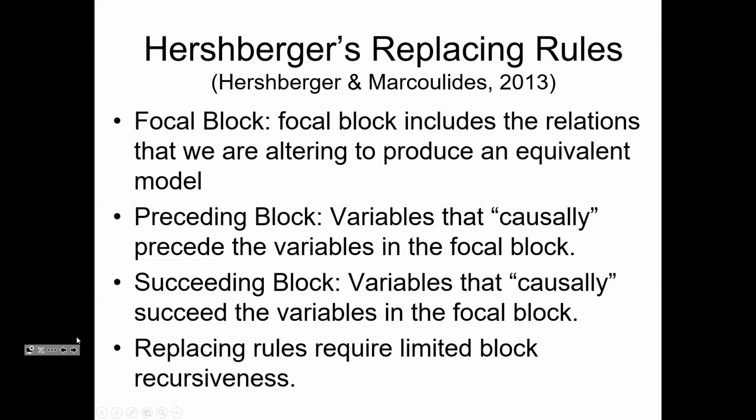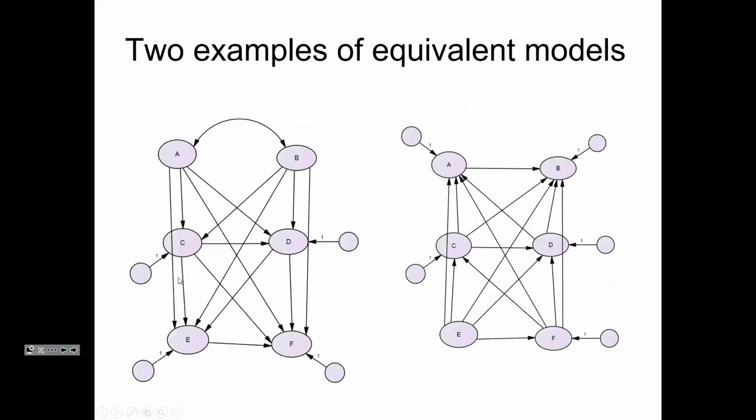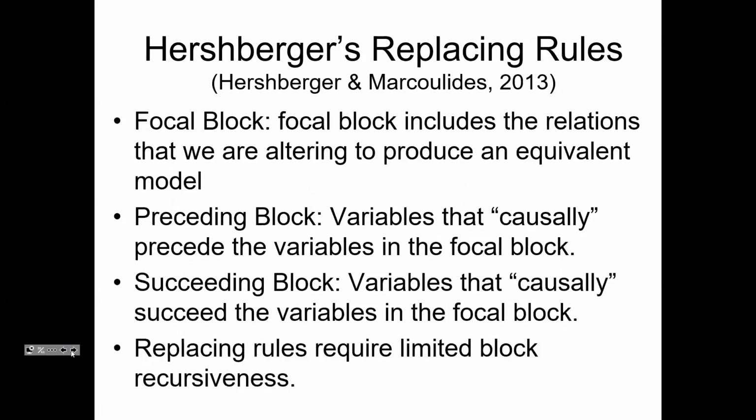Imagine in this example, I'm going to mess with the parameters in here to produce an equivalent model. Again, you can mess with lots of different parameters, but to take things one at a time, because this gets really messy. So we have this focal block that includes the relations we're trying to alter. The preceding block is the block that precedes the focal block, and the succeeding block is the block that comes after the focal block.